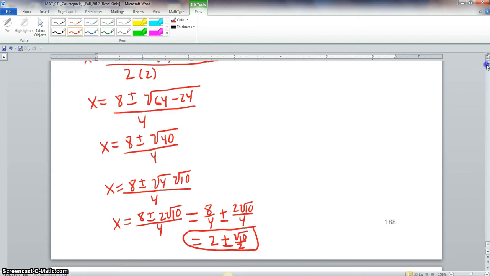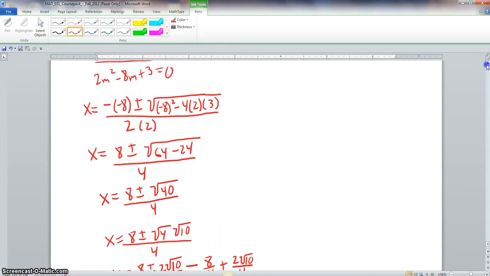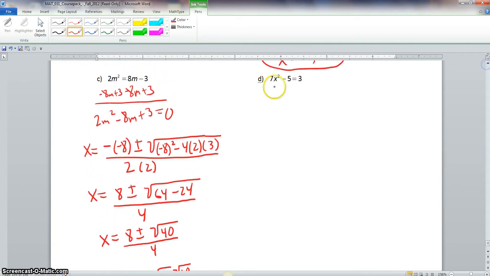Now we go back to the next problem here. We have to do the same thing, but look here. We don't have an x value here, so why don't we isolate the x squared? So we could add 5 on both sides. We have 7x squared is equal to 8. Divide each side by 7. And x squared is equal to 8 over 7.